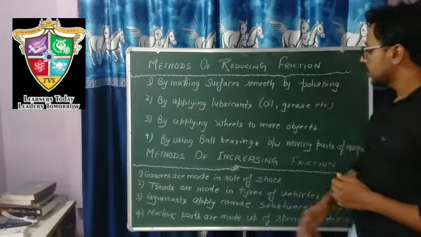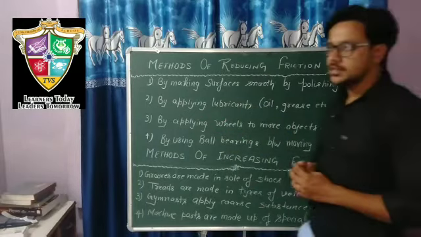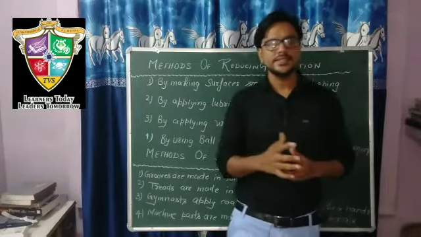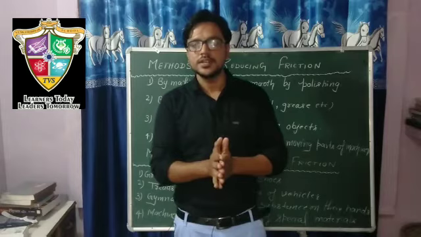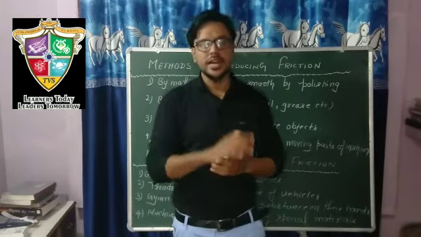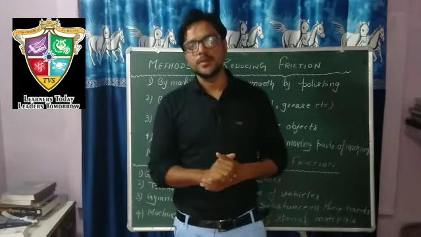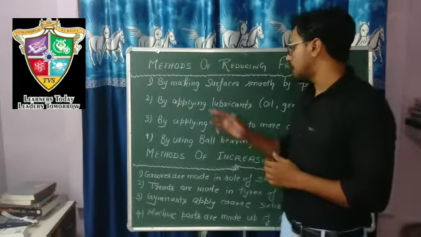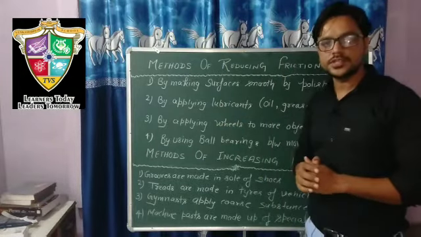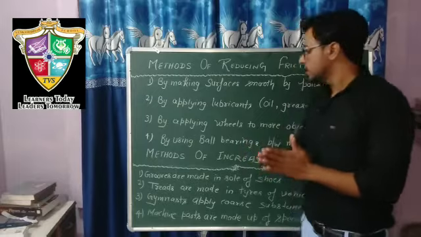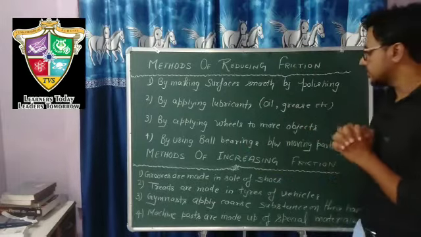Next point, by applying lubricants like oil or grease. Oil and grease are lubricants. When they are applied on the surface, they get into the irregularities and fill the space. Ultimately they make the surface smoother. That's why we can reduce friction by lubrication also. This process of applying lubricants on the surface is known as lubrication. So this is the second method of how we can reduce friction.